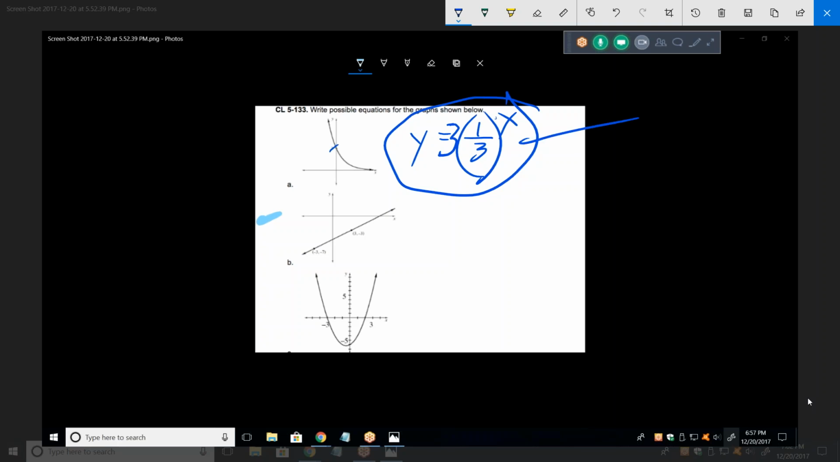I could also have put any fraction I wanted in here. It didn't have to be 1/3. Could have been 1/2, could have been 1/4, anything, as long as it's less than 1. If it's less than 1, then it will decay.